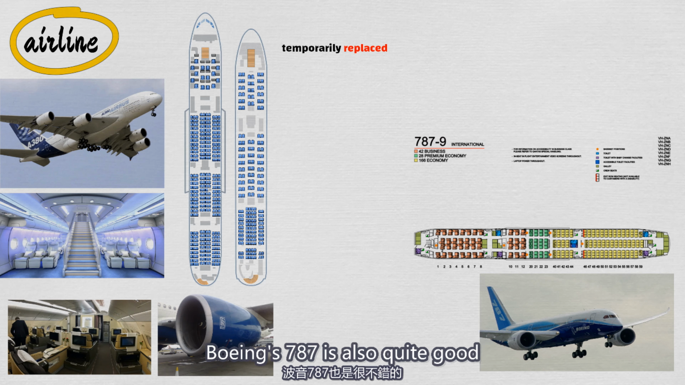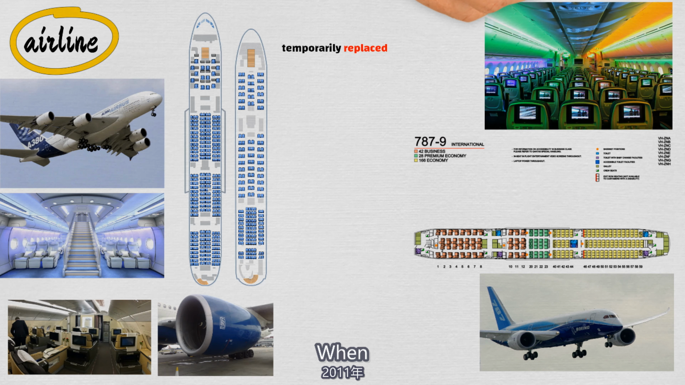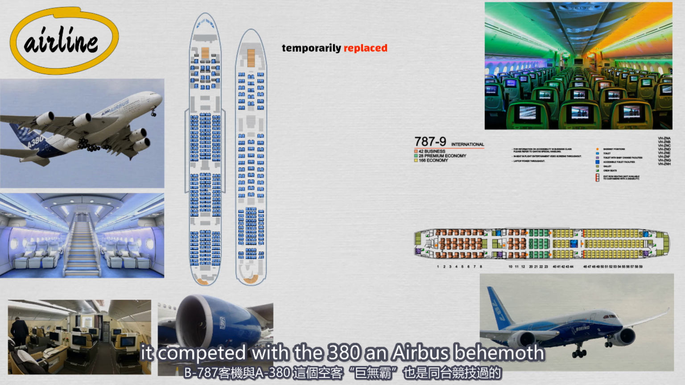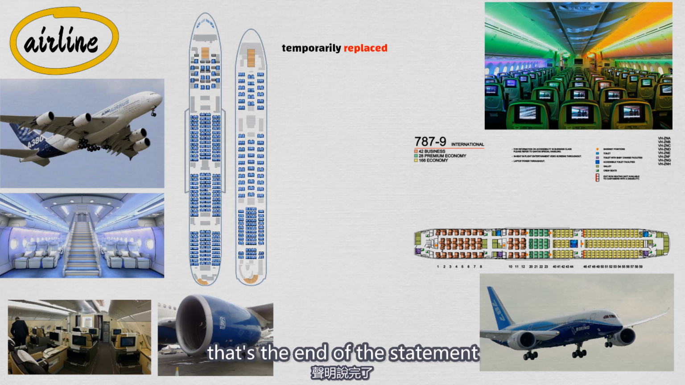The Boeing 787 is also quite good, known as the Dreamliner. When Boeing attended the 10th Moscow Air Show in 2011, it competed with the A380, an Airbus behemoth. Okay, that's the end of the statement. Let's get back to it.